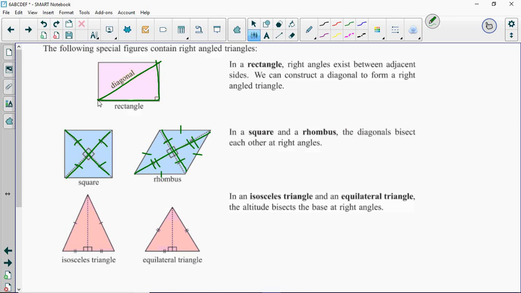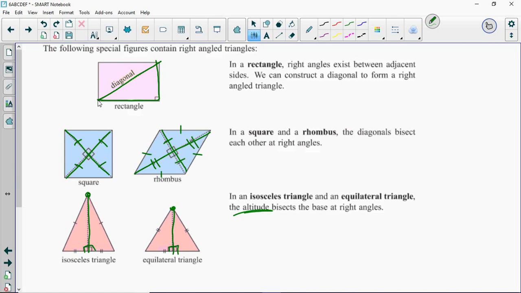And then finally with triangles, whether it's an equilateral or an isosceles triangle, if we draw in an altitude, and an altitude is just a line going from the vertex, the spot on top in these 2 cases, and which is perpendicular to the base. That's what an altitude is. It always has to be perpendicular to the base.